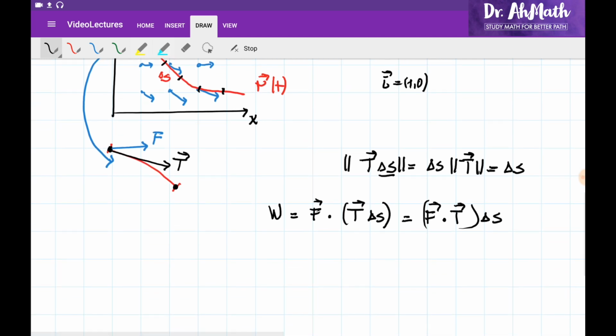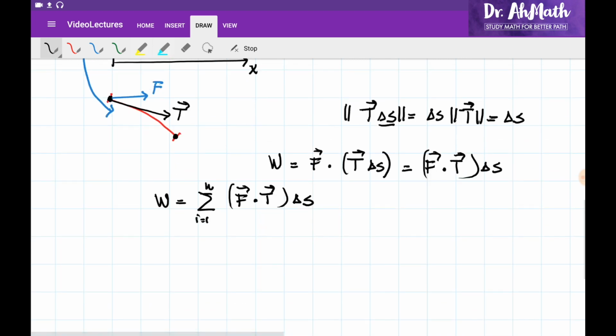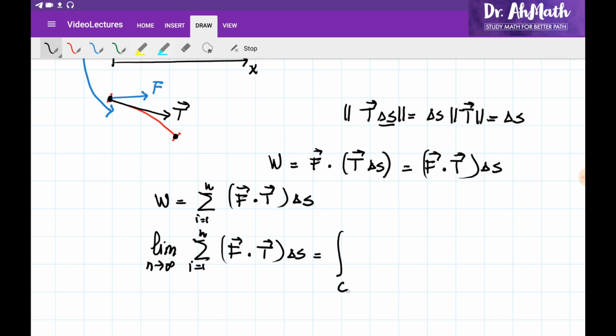So in general, if I would like to find the overall work, I would just take the summation of the work for all the pieces. It would be F dot T multiplied by delta s. And you see, I'm doing this approximately because my vector is not along the curve. So in order to increase the accuracy of my calculations, I would just take the limit of the summation when n goes to infinity, which is the integral of F dot T ds. So this would be the definition of the line integral in the vector fields.